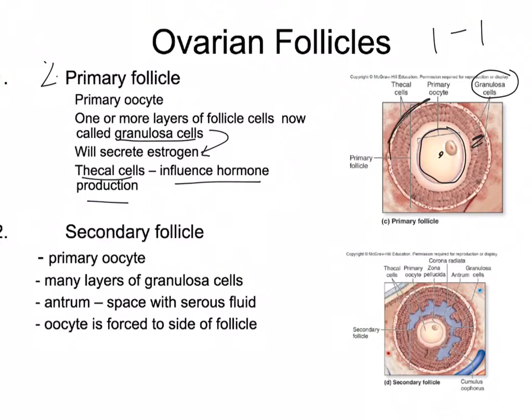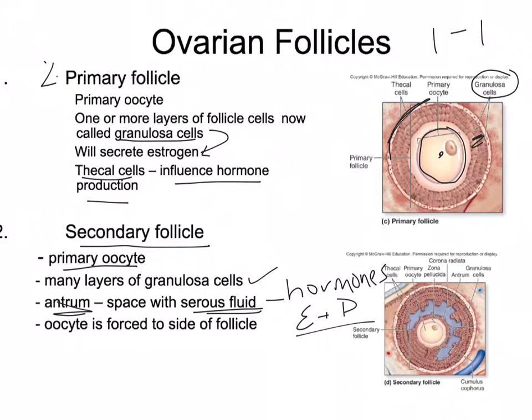Then, moving along, the secondary follicle still has a primary oocyte. It has many layers of granulosa cells, and what it starts to develop is a space called an antrum. The antrum is filled with serous fluid that has hormones in it, so it's going to have estrogen and progesterone in it. I'll put E and P, estrogen and progesterone, in there.